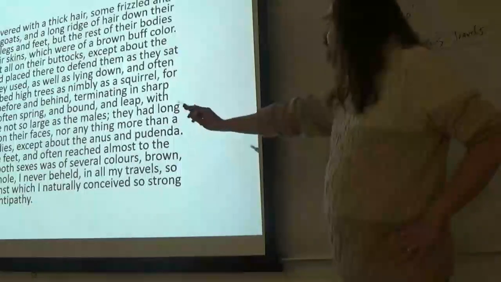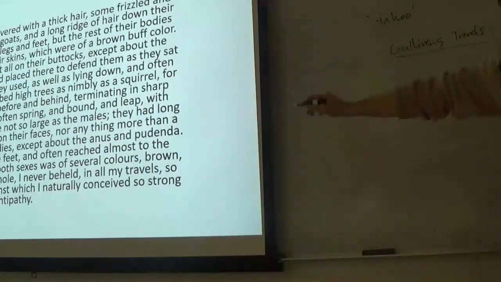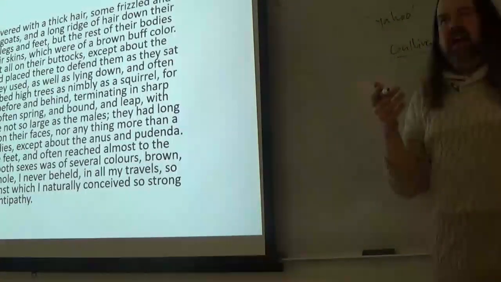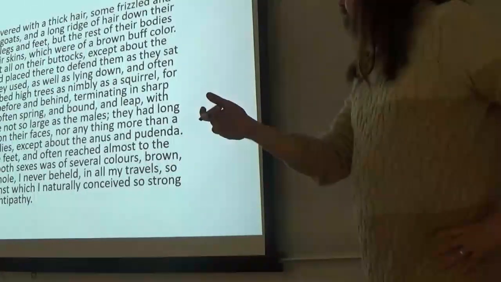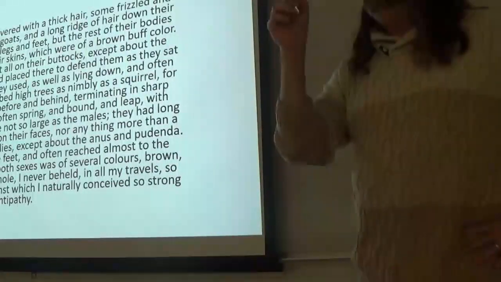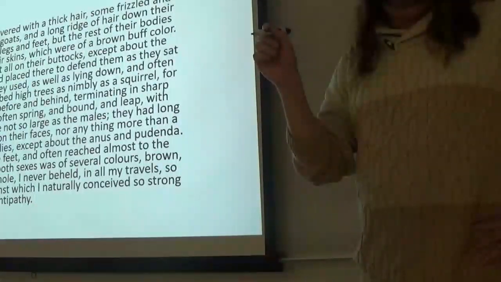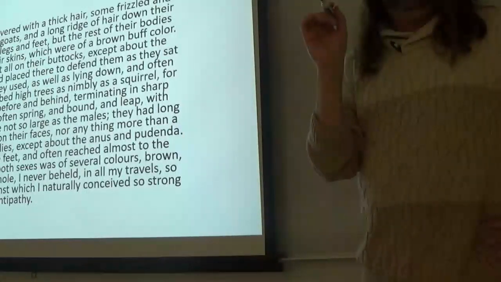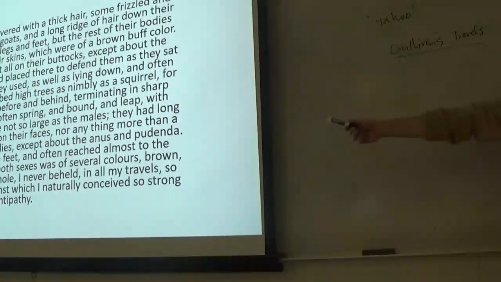Upon the whole, I never beheld in all my travels so disagreeable an animal, or one against which I naturally conceived so strong an antipathy, right? So Gulliver, our observer, how does he feel about these creatures? Yeah, they're disgusting, right? Foul, horrible, nasty, filthy animals. So what conclusion have we managed to reach before Gulliver did? What does he not understand about these creatures? Yeah, he doesn't get that what he's looking at is another human being, right?